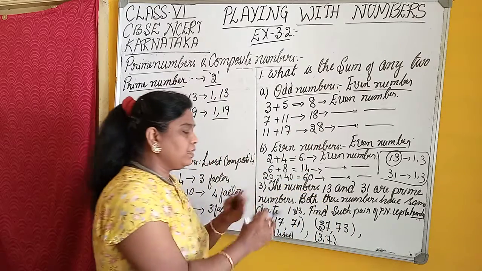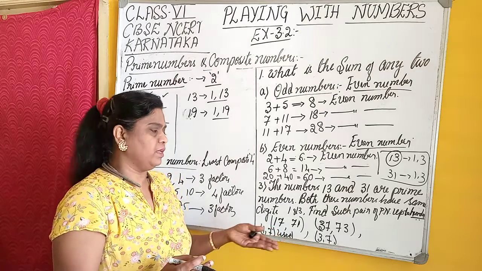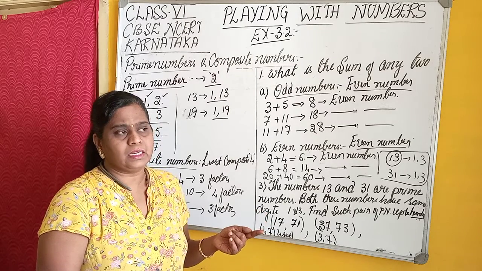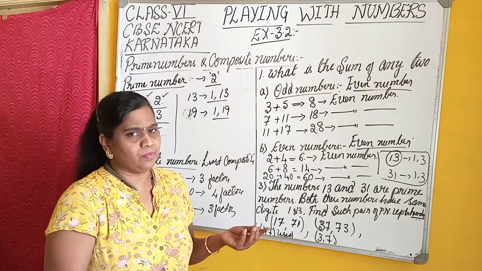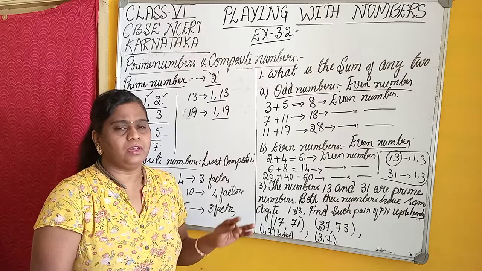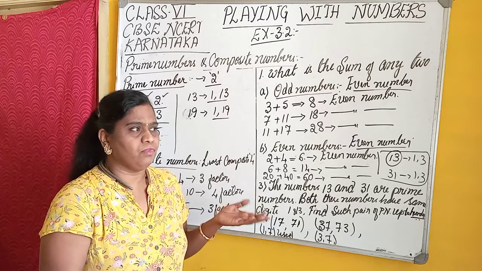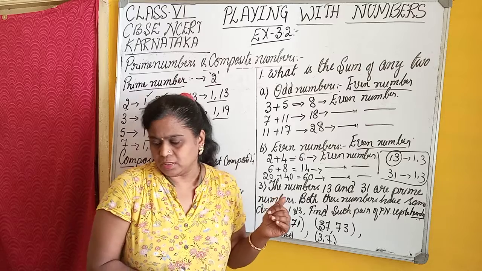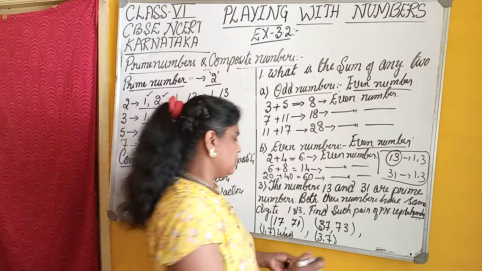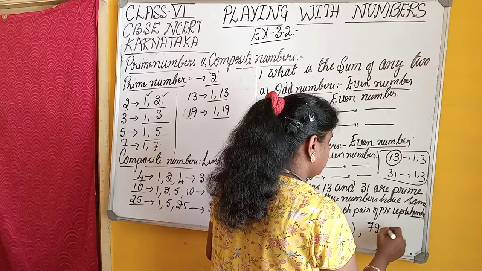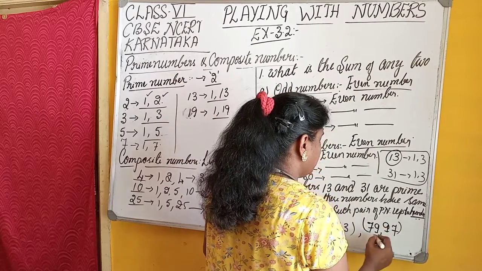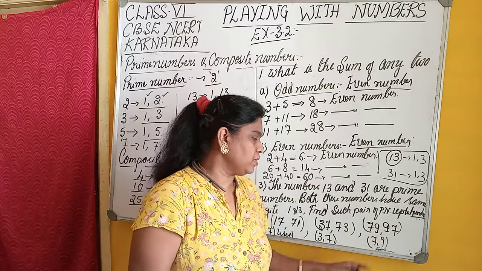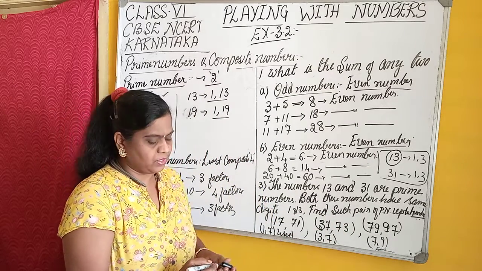Next, like that you have to move up to 50. After 37, you get 38, 39. If you check 39, that is not a prime number because 3 times 13 is 39. Go for 40, 41, 42, 43, 44, 45. Like that you should check. Up to there you will get 79 and 97. These two are prime numbers which have the same digits, in reverse order.